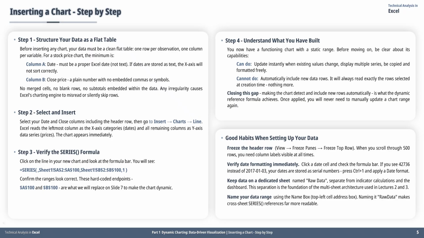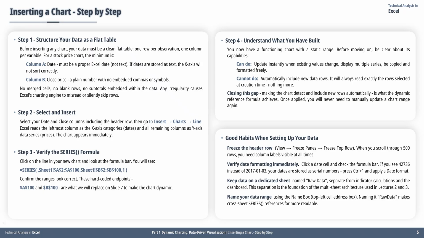Now let us build a chart from scratch and walk through every step. Step 1. Structure your data as a flat table. Before inserting anything, your data must be a clean flat table with one row per observation and one column per variable. No merged cells, no blank rows, no subtotals embedded in the middle of the data.